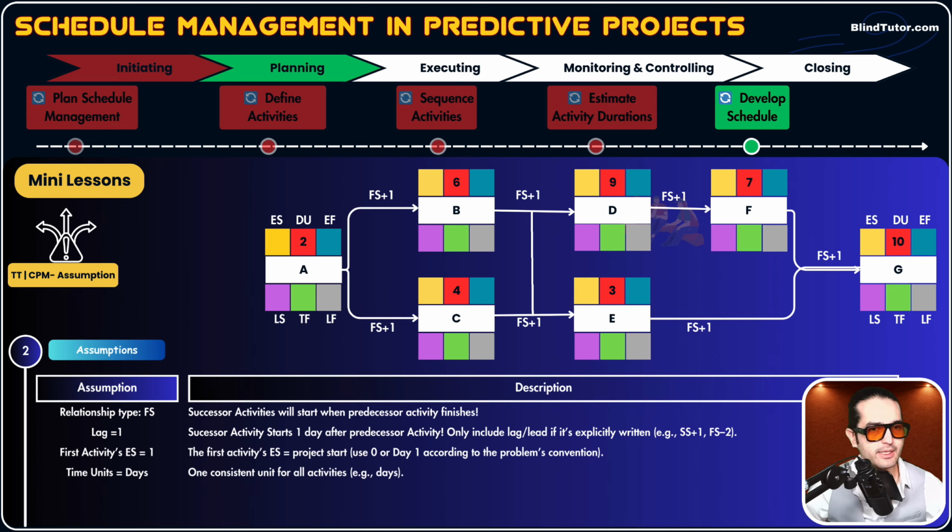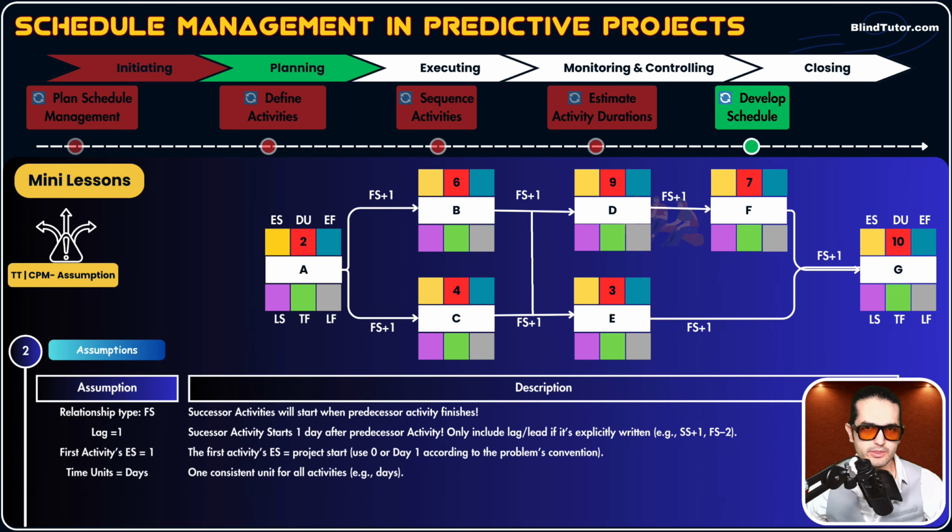We talked about it. The next one, time units are days, guys, okay? We use one consistent unit for all activities, days. For example, activity A takes 2 days to complete. Duration of activity A is 2. Duration of activity C is 4. So activity C takes 4 days. Our unit is days, okay? In real projects, it could be hours, weeks, months. But here, for simplicity, these are our assumptions.